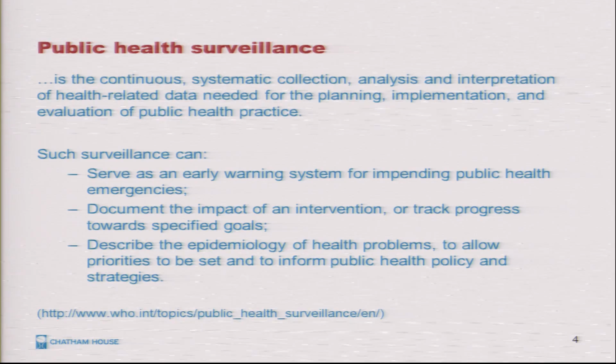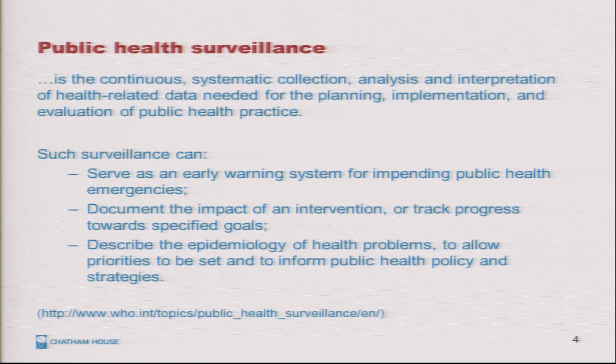So really, public health surveillance is all about continuously and systematically collecting data to analyze and interpret this data for the planning, implementation, and evaluation of public health practice. What this means is that we use surveillance data for several things in public health. The first one, and the one that was most discussed this morning, is to detect public health events, and to detect them as early as possible, to be able to respond to them as early as possible.